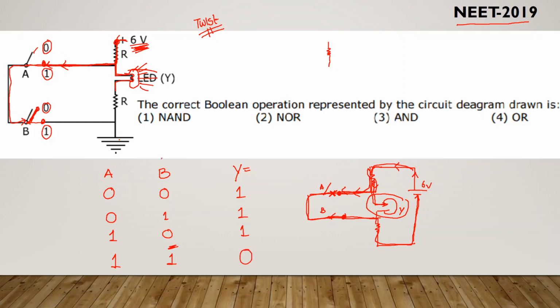So which gate does it represent? Whenever both the inputs are 0, output is 1. If any one of the inputs is 0, or if any one of the inputs is 1, output is 1. Which gate does it represent? We did a similar one around 4 or 5 problems before. This is nothing but a NAND gate. This was the question given in NEET 2019.